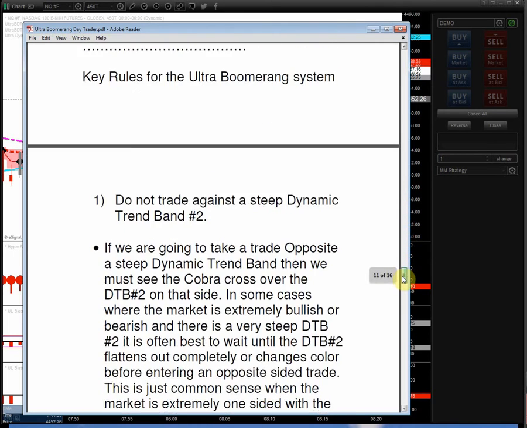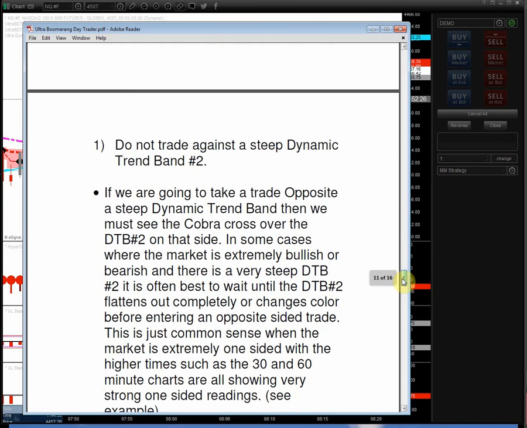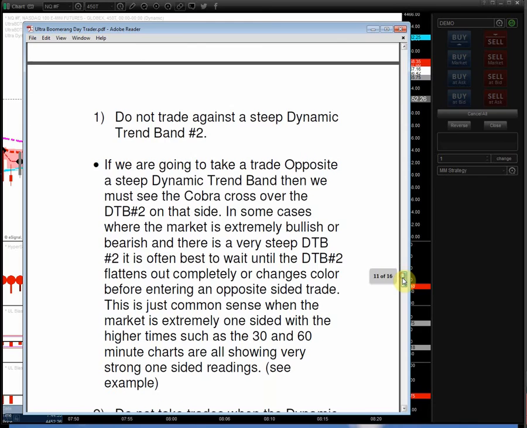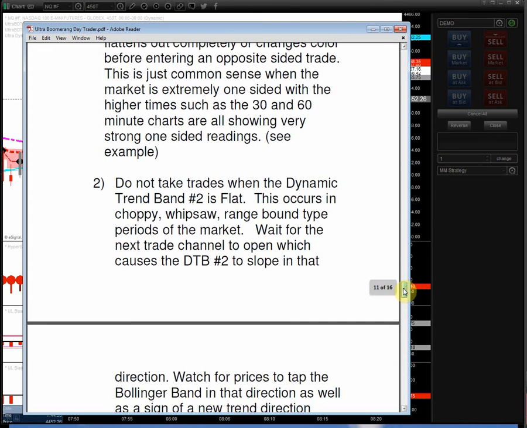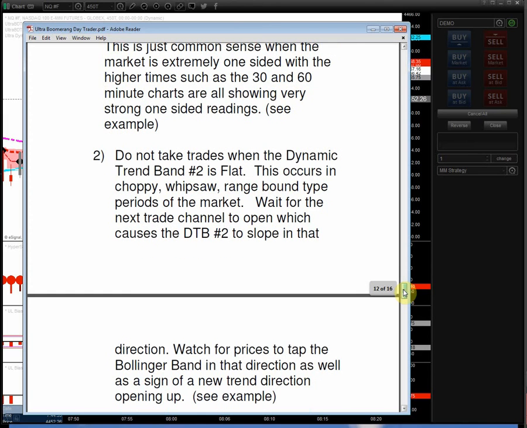Now the key rules are very simple. We're not going to trade against a steep dynamic trend band number 2, and I'll explain those in a minute. We're not going to trade against a flat dynamic trend band number 2. Our whole focus of our trading is around the dynamic trend band number 2, basically, and when the dynamic trend band is preparing to cross over number 2. I'll show you that in a minute.